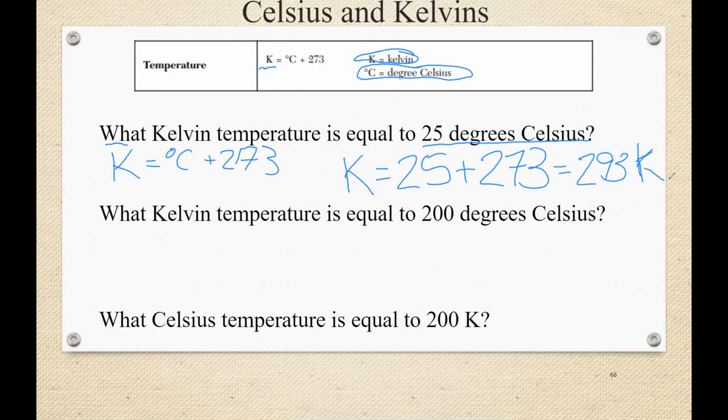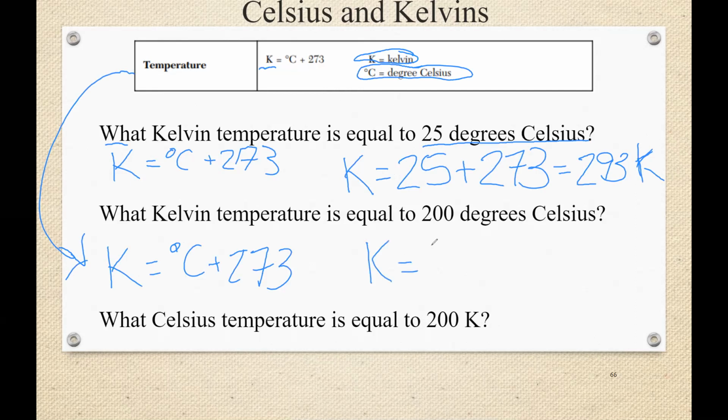What Kelvin temperature is equal to 200 degrees Celsius? Well, let's do the same thing. Kelvin equals degrees Celsius plus 273. Okay, so our Kelvin temperature equals 200 degrees Celsius plus 273. And that will end up equaling, if I do my math right, 473 kelvins.